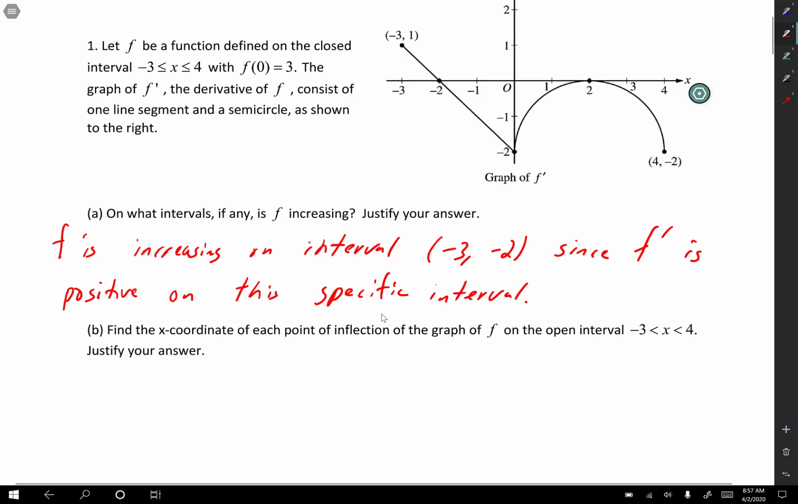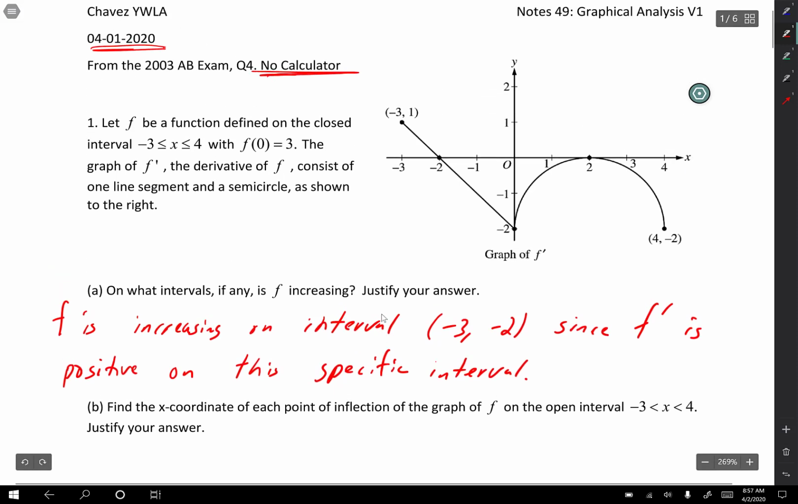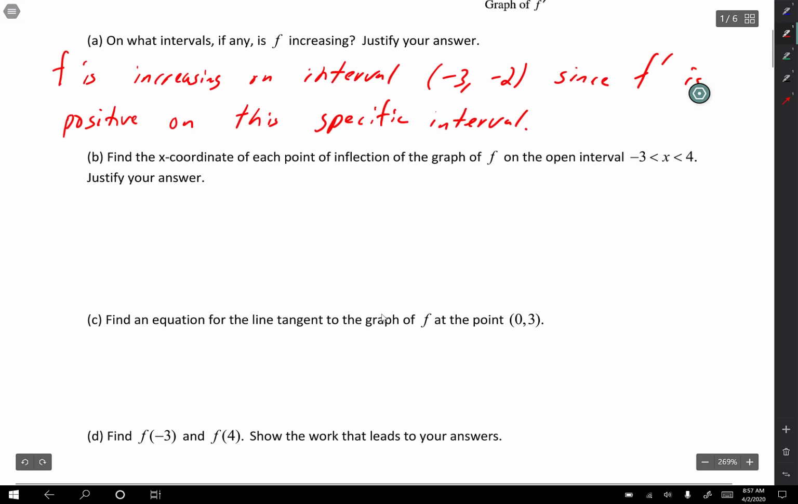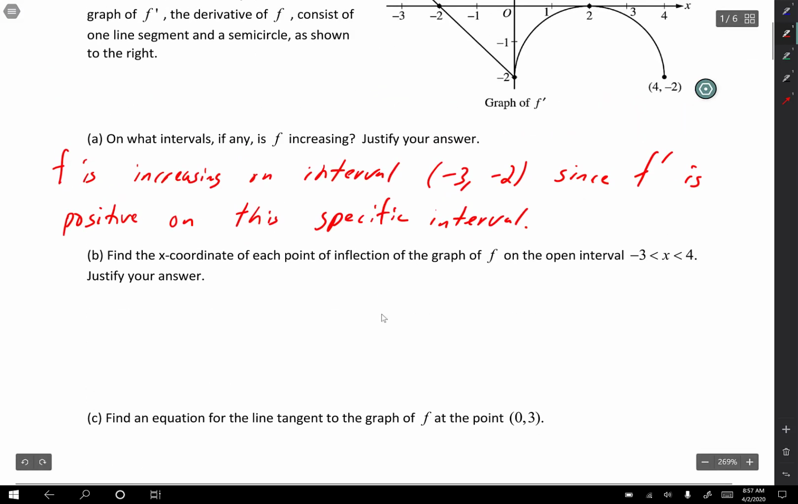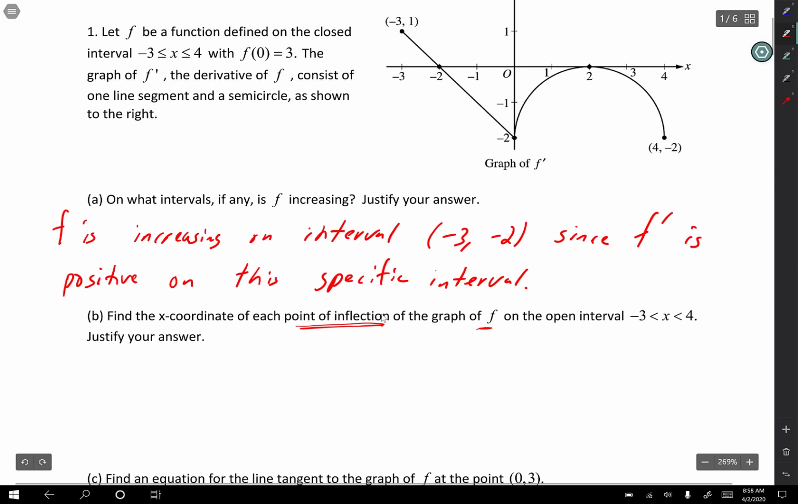That's full credit. Notice that it says no calculator. Usually these are going to be with no calculator, guys, because you're just doing graphical analysis. You're looking at a graph or something. Find the x-coordinate of each point of inflection for the graph of f on the open interval -3 to 4. Justify your answer. Points of inflection happen when the second derivative changes signs. So remember what the second derivative means, guys.